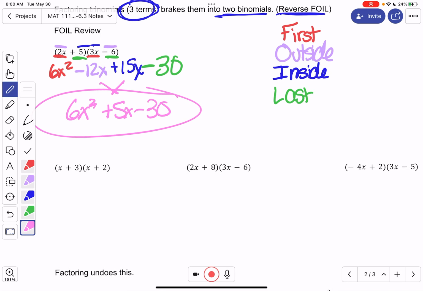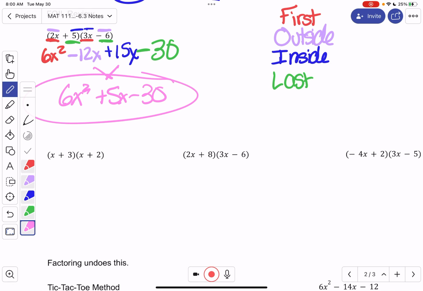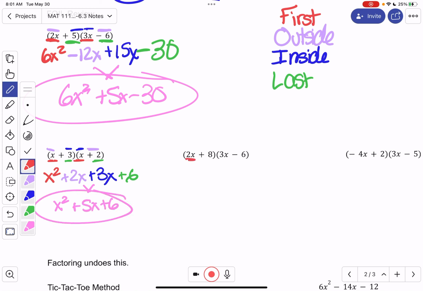So using that, practice FOIL on these three. Pause the video, watch another one, whatever you need to make sure you understand how this works. First times first, outside times outside, inside times inside, last times last. Combine like terms. First times first, outside times outside, inside times inside, last times last, combine like terms.